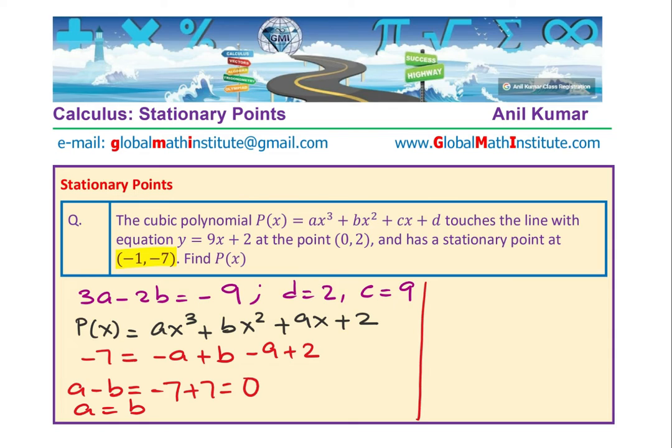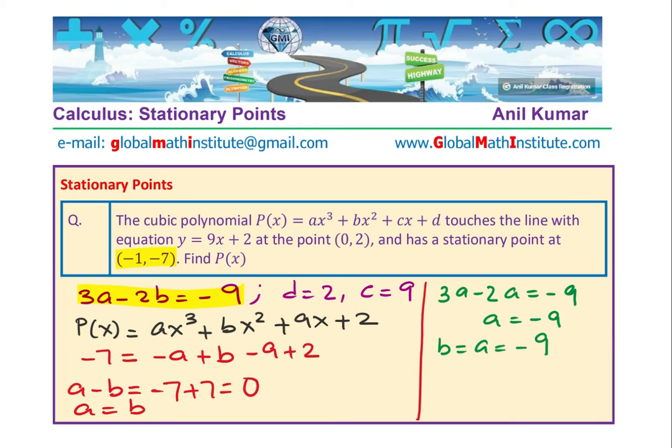So if a is equal to b, then substituting a for b, we can actually find the values of both a and b, right? So instead of that, we write 3a minus 2a equals minus 9. So a equals minus 9. And b is also equal to a, so that is also minus 9. You get the idea. And therefore, we have found all the parameters, correct?